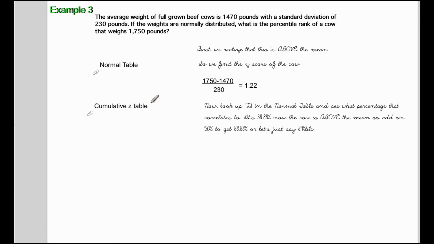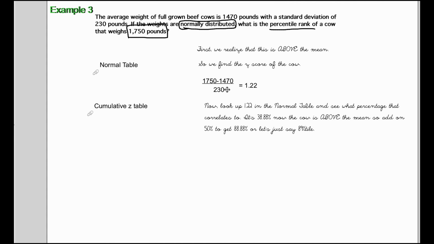For example, the average weight of a full-grown beef cow is 1,470 pounds. I haven't read these questions since last year. They amuse me. With a standard deviation of 230 pounds. If the weights are normally distributed, they always have to say that, we know we're on a bell curve, what is the percentile of a cow who weighs 1,750 pounds? Well, we could do this by a z-score.